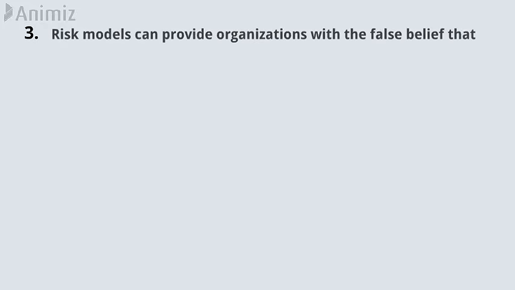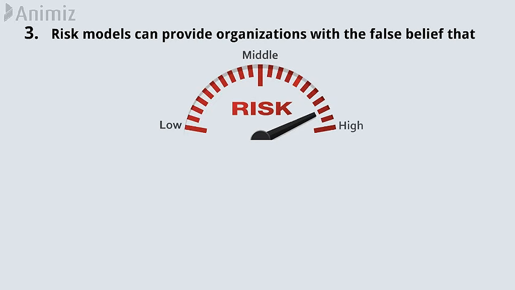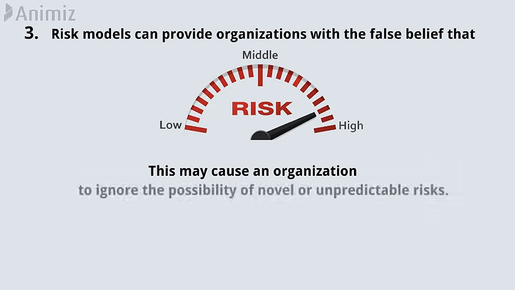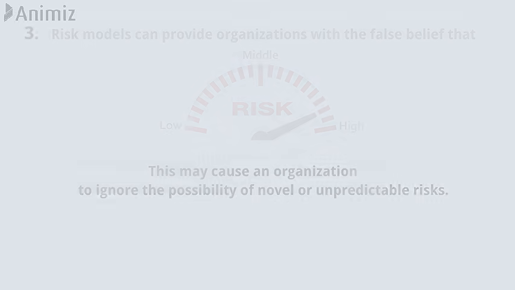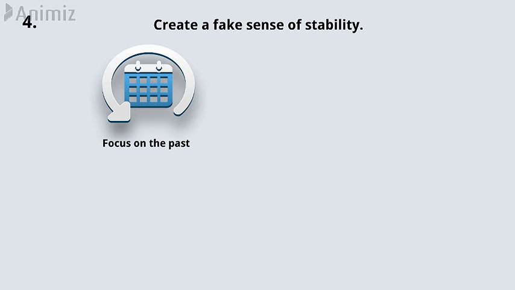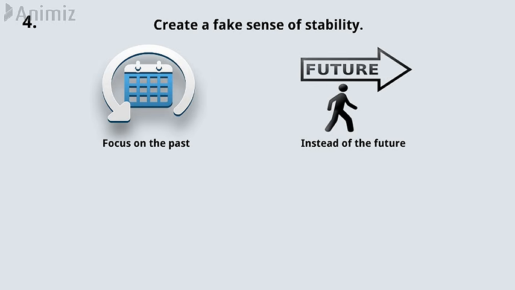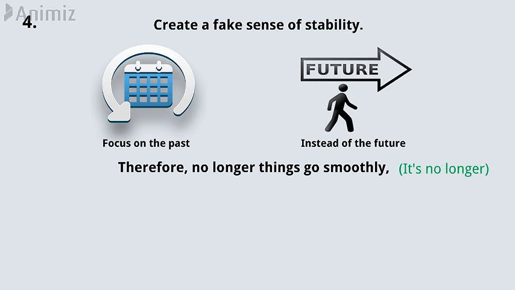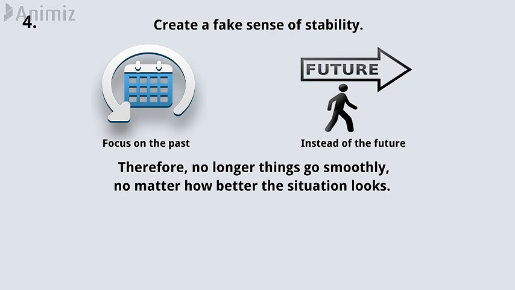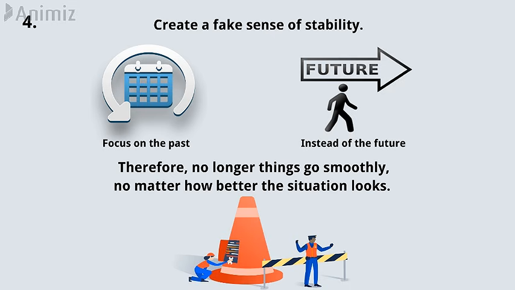3. Risk models can provide organizations with the false belief that they can assess and regulate every possible risk. This may cause an organization to ignore the possibility of novel or unpredictable risks. 4. Create a fake sense of stability. Value at risk measures focus on the past instead of the future. Therefore, the longer things go smoothly, no matter how better the situation looks, unfortunately, this makes a downturn more likely.